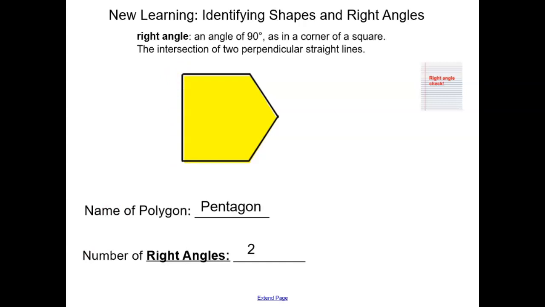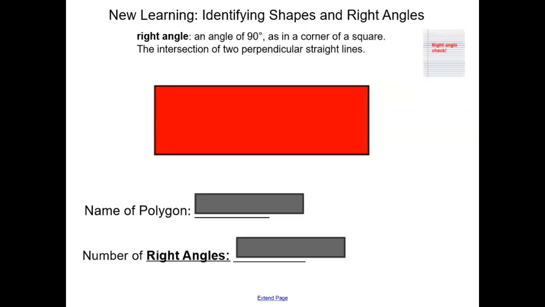of a square. Oh my goodness, I know you guys can do this one. We don't even need to pause the video. Say out loud, what is the name of this polygon? Wonderful, it is a rectangle. How many right angles does a rectangle have?